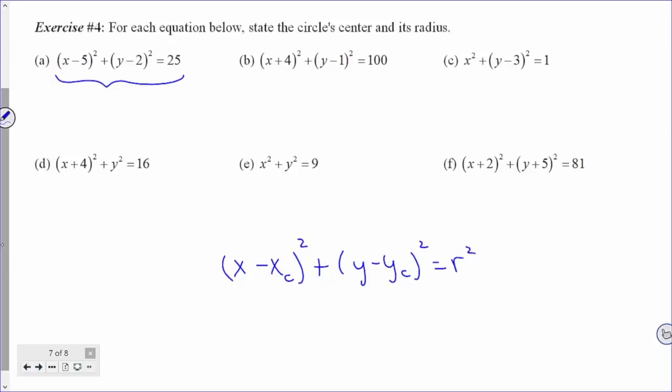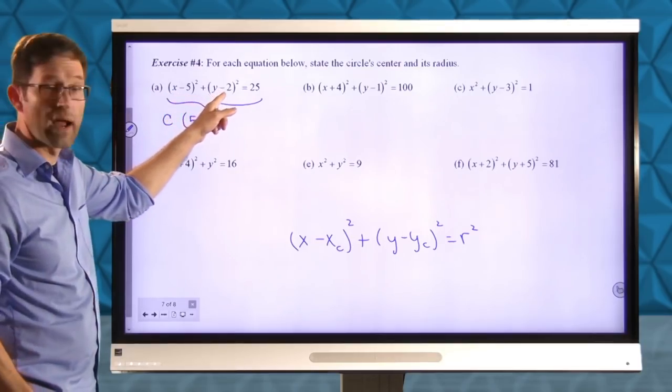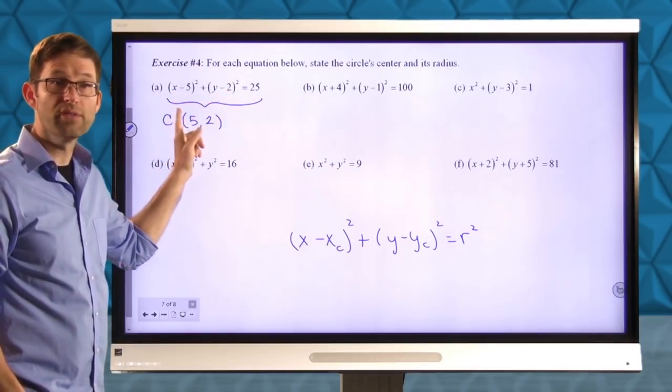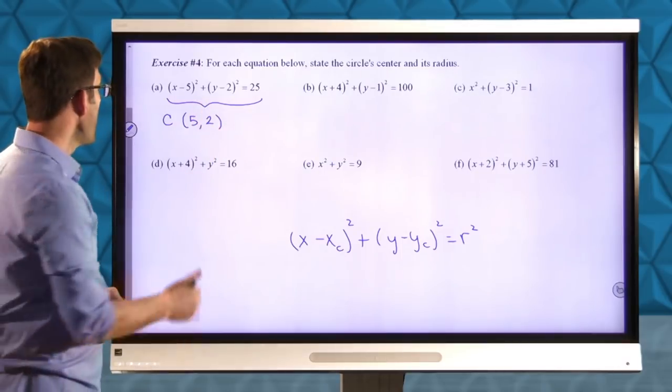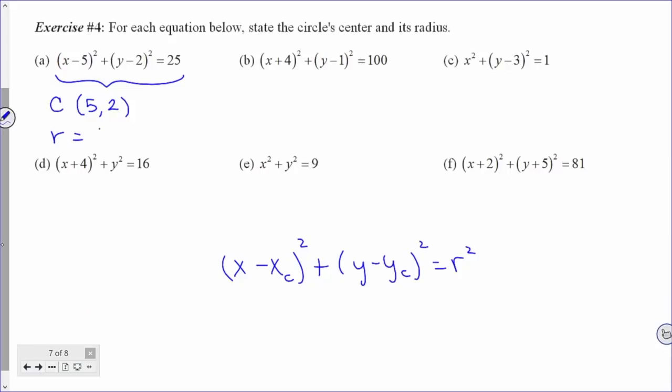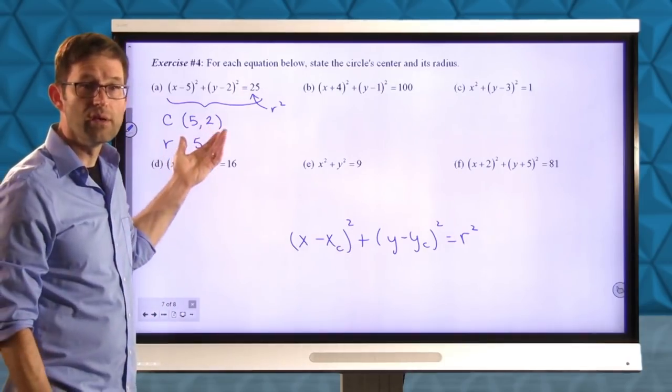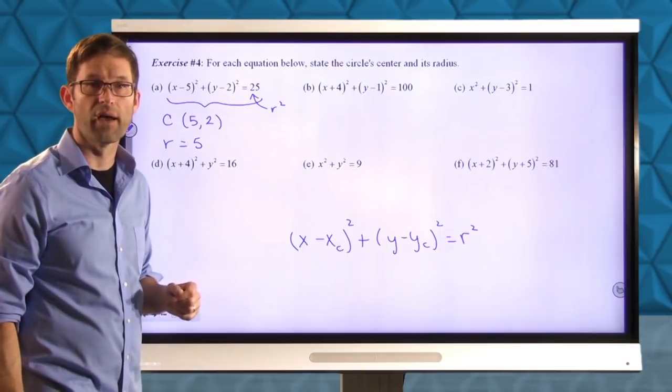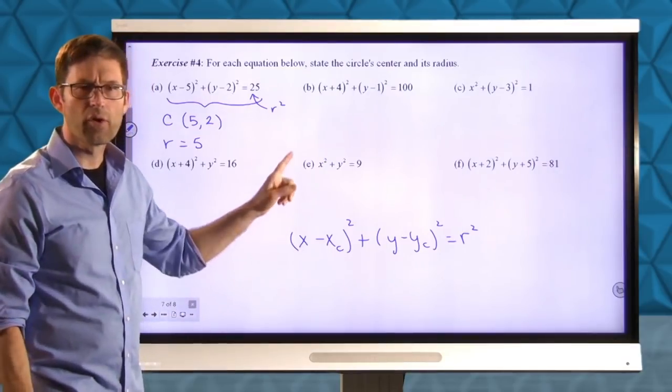All right, it's pretty easy, right? The center, which I'll denote as c, is (5, 2). Right? We've subtracted 5, we subtracted 2, so the center coordinate is (5, 2). Okay. And the radius is going to be 5, because this is the radius squared. All right, so very easy. Center at (5, 2), radius of 5. But let's take a look at letter B.